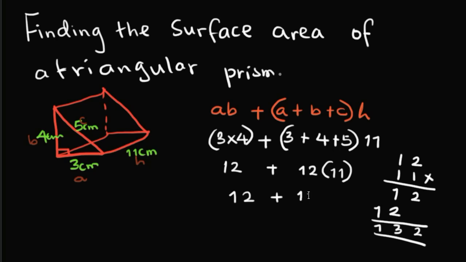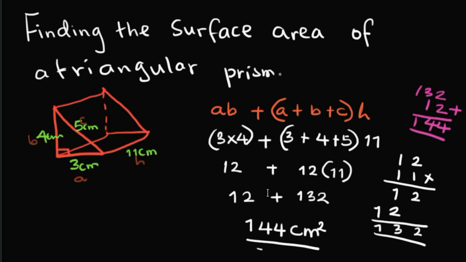So we get 132. So what about if we get 132 plus 12? We get 4, 4, and 1. So it implies that the surface area is 144 square centimeters. Okay, this has been our example number 1. Let's move on and we'll look at another example.